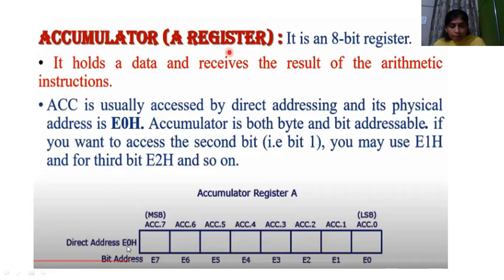This is the direct address, E0H is given. Least significant bit and most significant bit: the least significant is E0, and most significant E7, ACC0, ACC1, ACC2, ACC3, ACC4, ACC5, ACC6, and ACC7. If we want to access the bit 1, for example, it is E1H, and for the third bit it is E2H, and so on.